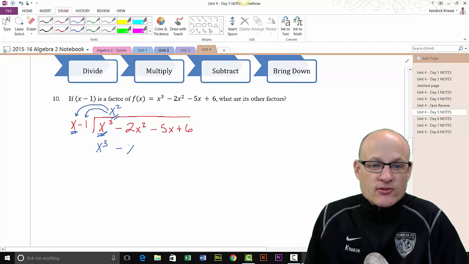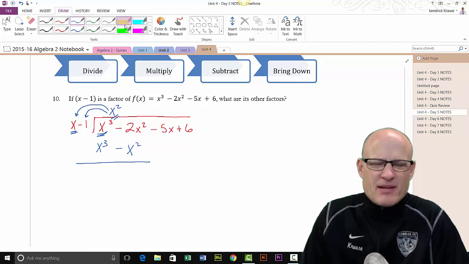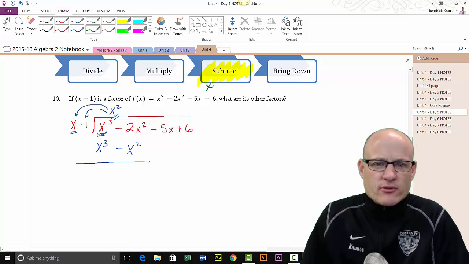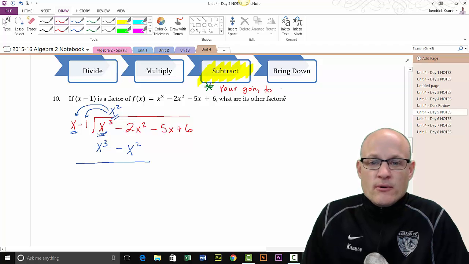Minus x squared. Now here comes the part that everybody messes up. Let me highlight it in yellow. And let me put a little asterisk. And let me put a little, you're going to screw this up.